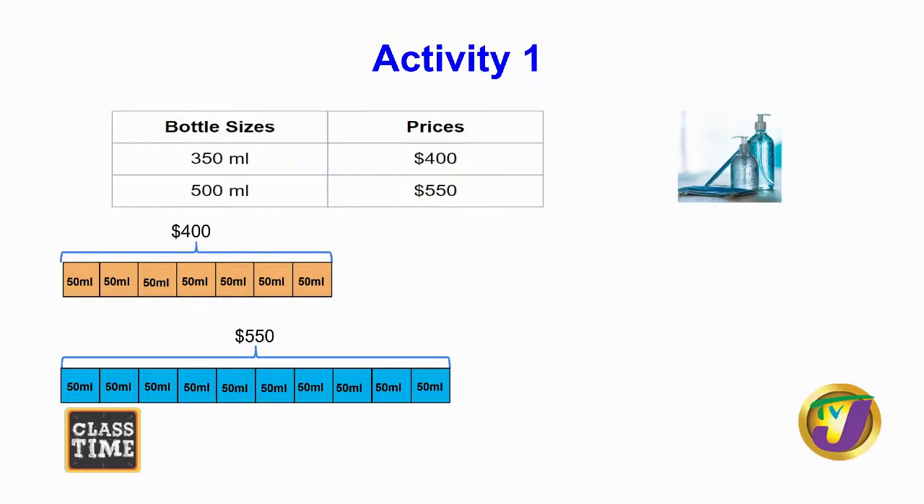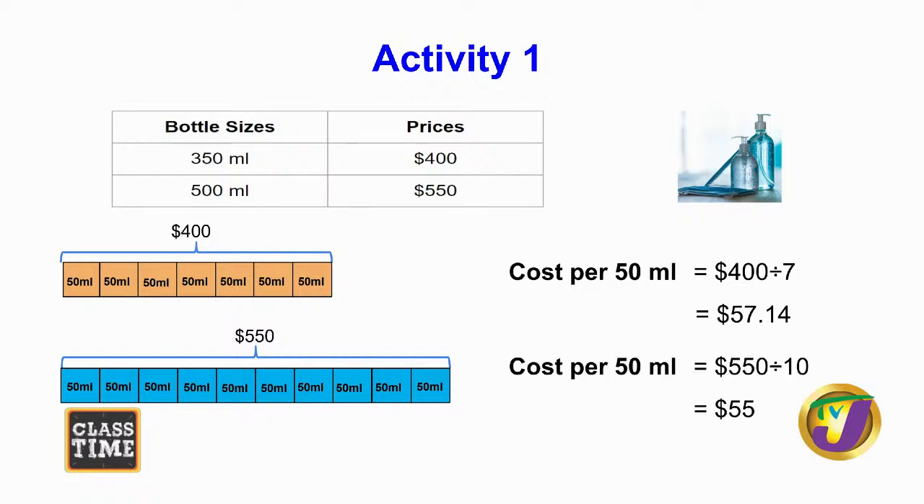So this $400, Latoya, basically for me to figure out the cost for one parcel of 50 milliliters, I need to share up that $400, don't I? Yes, we do, into 7 equal parts. All right, so let's divide by 7. So the cost for each 50 milliliters from the 350 milliliter bottle, and from the 500 ml bottle it would cost me $55.